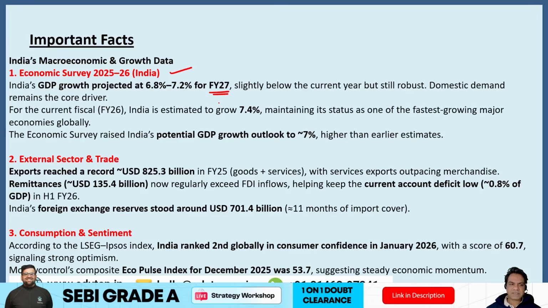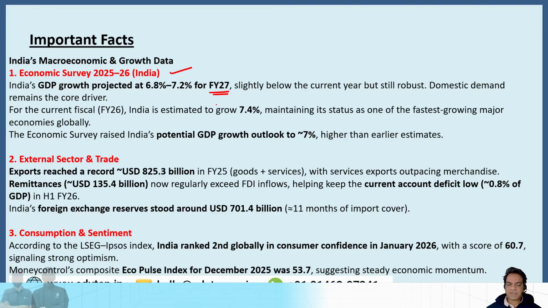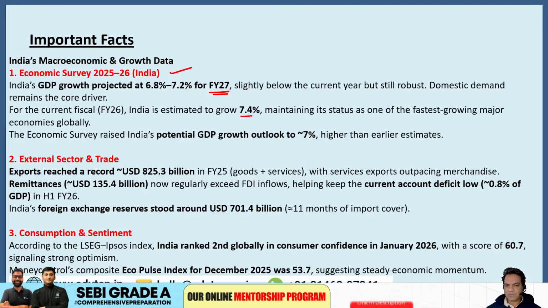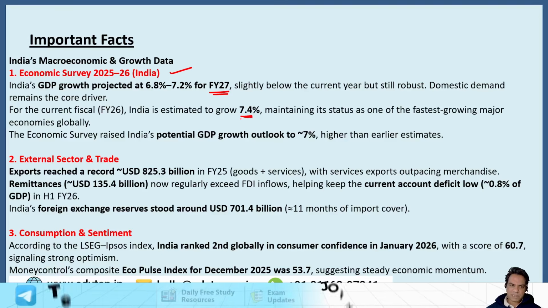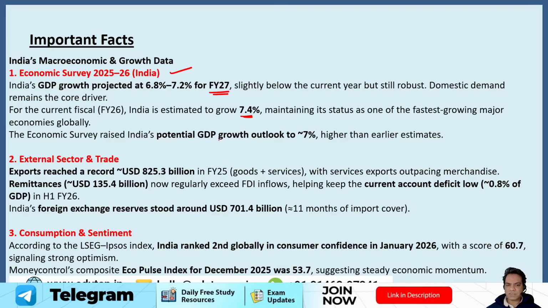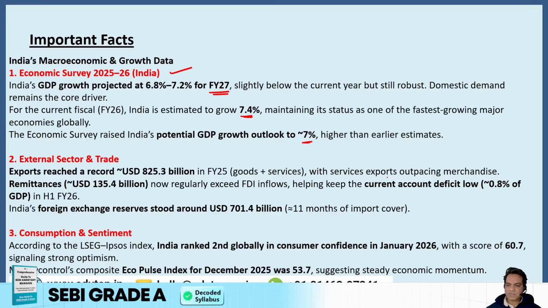Domestic demand remains the core driver. For the current fiscal year 26, India is estimated to grow 7.4%, maintaining its status as one of the fastest growing major economies globally. The Economic Survey raised India's potential GDP growth outlook to around 7%, higher than earlier estimates. External sector and trade: exports reached a record 825.3 billion dollars in fiscal year 25, which includes goods and services, with services exports outpacing merchandise.